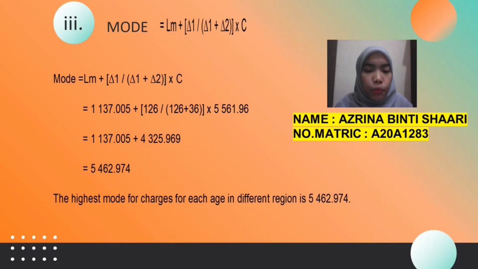Third is mode. Mode is the data entry that occurs with the greatest frequency, and after we find out our greatest frequency, by using this formula, the highest mode for charges for each age in different regions is 5462.974.